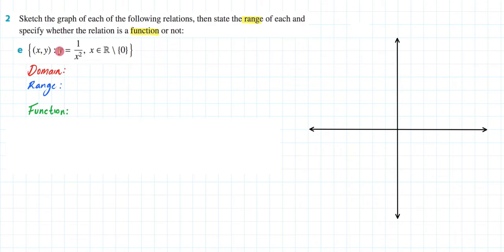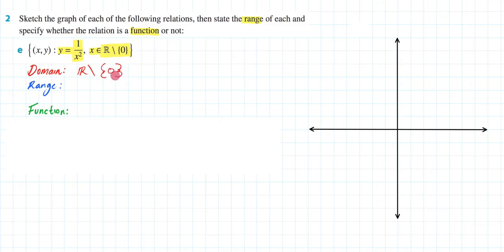So we've been given y equals 1 over x squared, in which x is equivalent to all my real numbers excluding 0. So immediately I can see that they've already given me my domain. So I can come here and write that in immediately. My domain is going to be all the real numbers excluding 0.